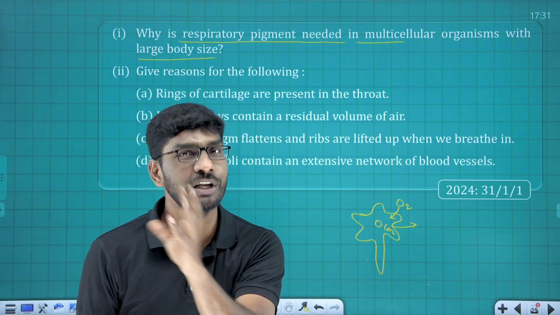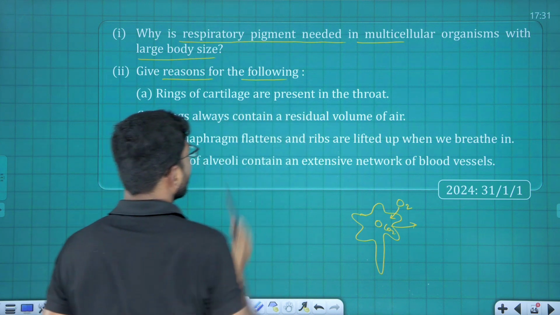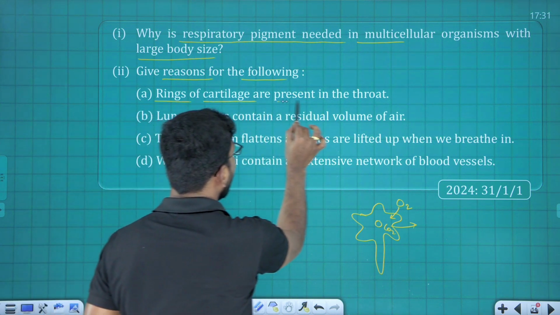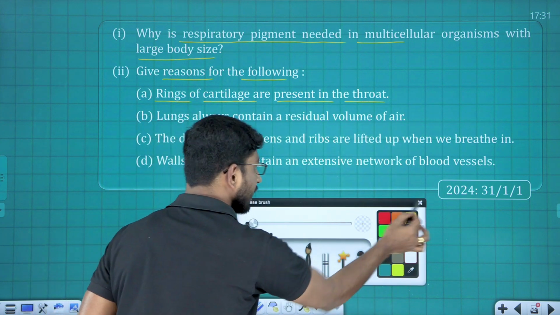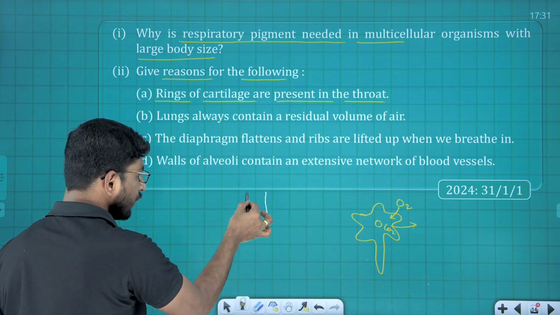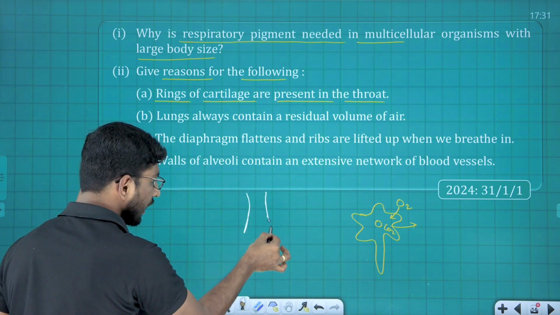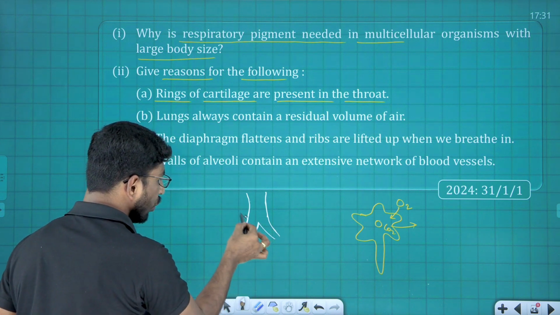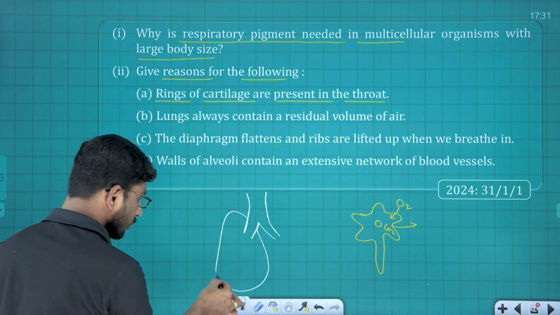Now, give reason for the following. Rings of cartilage are present in the throat. If you closely look here, this is called the trachea. We know the trachea is divided into bronchi like this. Yes or no? Bronchi. And each bronchus opens into one lung like this. Yes or no, student? Lung.